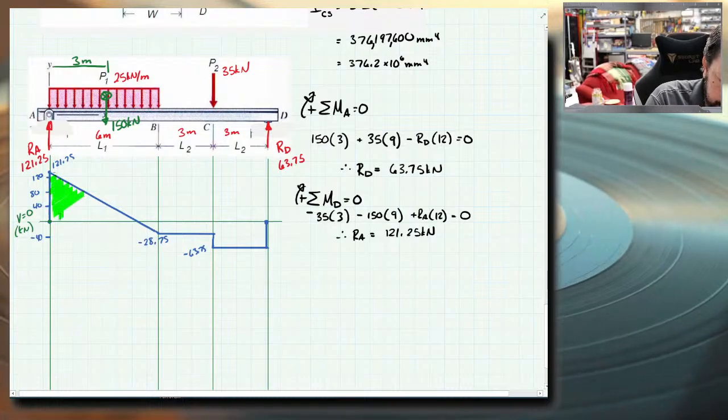So there is our shear at any point. You don't have to color these things in. I just usually do for some reason. I'm not sure why.